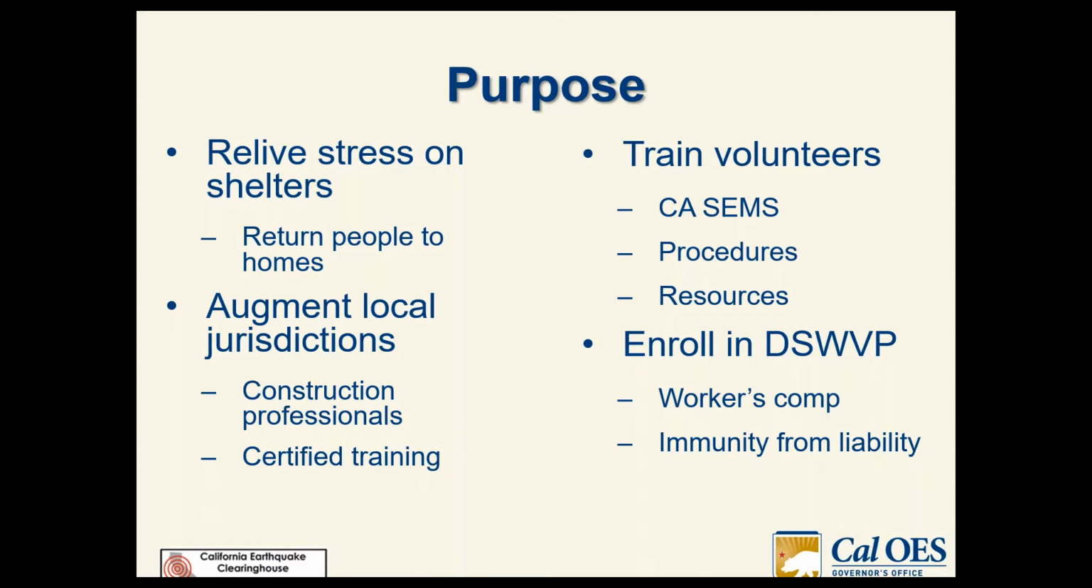The other purpose is also to enroll them in the Disaster Service Worker Volunteer Program. This is what enables a lot of the people to be able to go out, one, to volunteer to help, but two, to be deployed and get into the field to help out the local jurisdiction. As Dawn had mentioned, some of the reasons that this is done is for workers' compensation insurance. Also, it provides them immunity from liability.